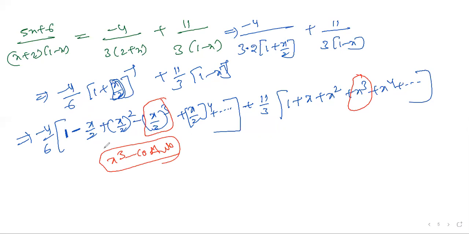Right. How am I writing? Please look into this. Minus 4 by 6 is there. Minus 4 by 6 into the x cube coefficient. How much will you get? Minus 1 by 2 whole cube. Am I clear? Minus 1 by 2 whole cube means what is the answer you're going to get? Minus 1 by 8. 2 to the 3 is 8. Minus 1 by 8. Am I clear? Any doubt?